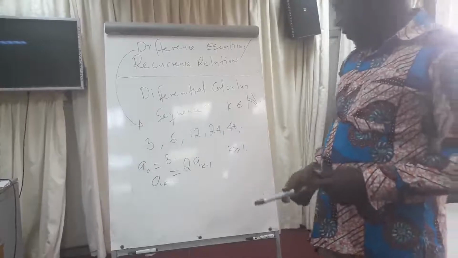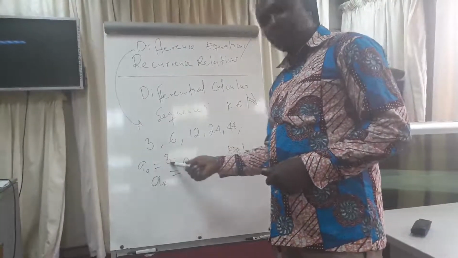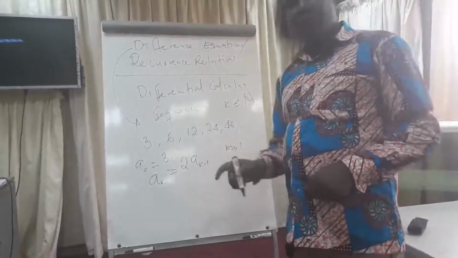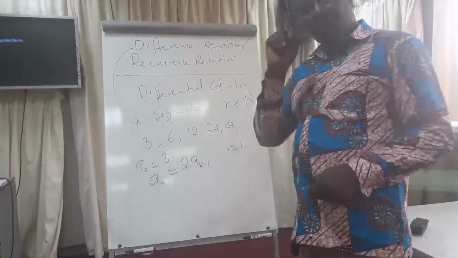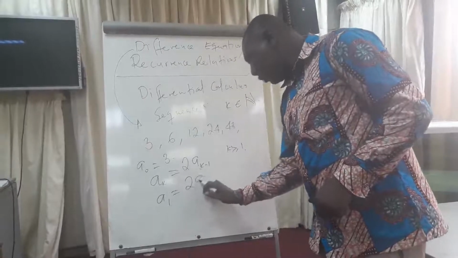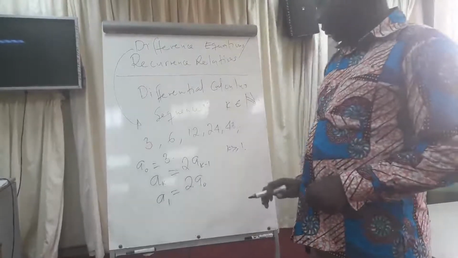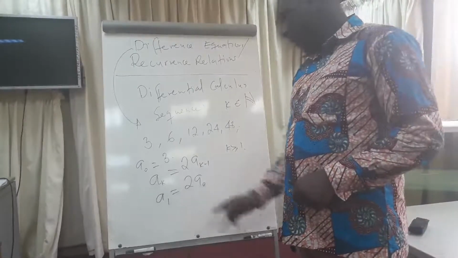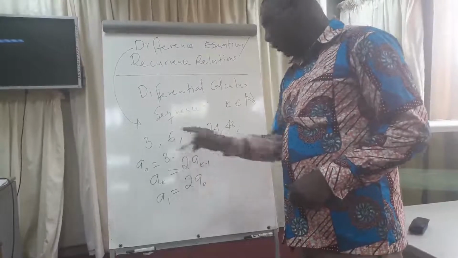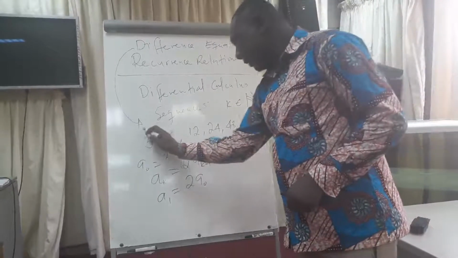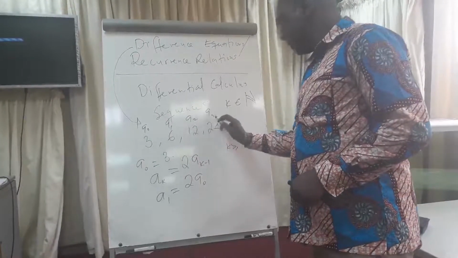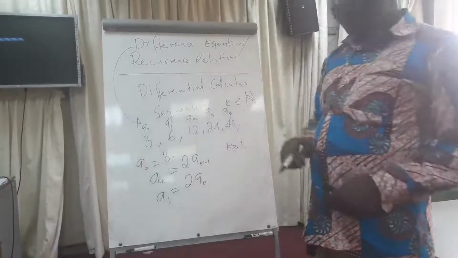So look at it. Once we set A naught is equal to 3, that's our first term. If we pick k to be 1, it means we'll have A1 is equal to 2A naught. And what is our A naught? That is 3. And so you have 2 times 3, which gives us 6. So this A0 becomes A1, this becomes A2, A3, A4, and so on and so forth.